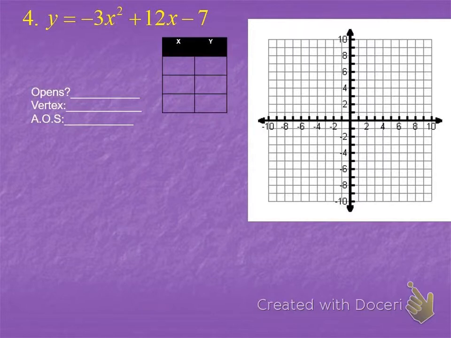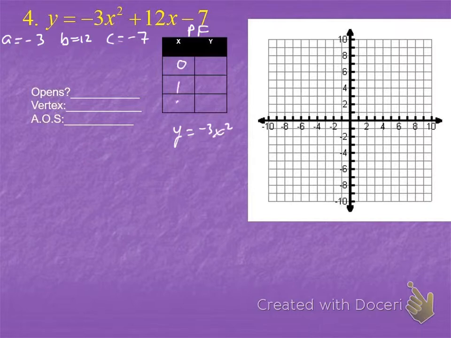All right, so first things first, we are in standard form. A is negative 3, B is 12, C is negative 7. Okay. The parent function, always want to start there. Y equals negative 3x squared.